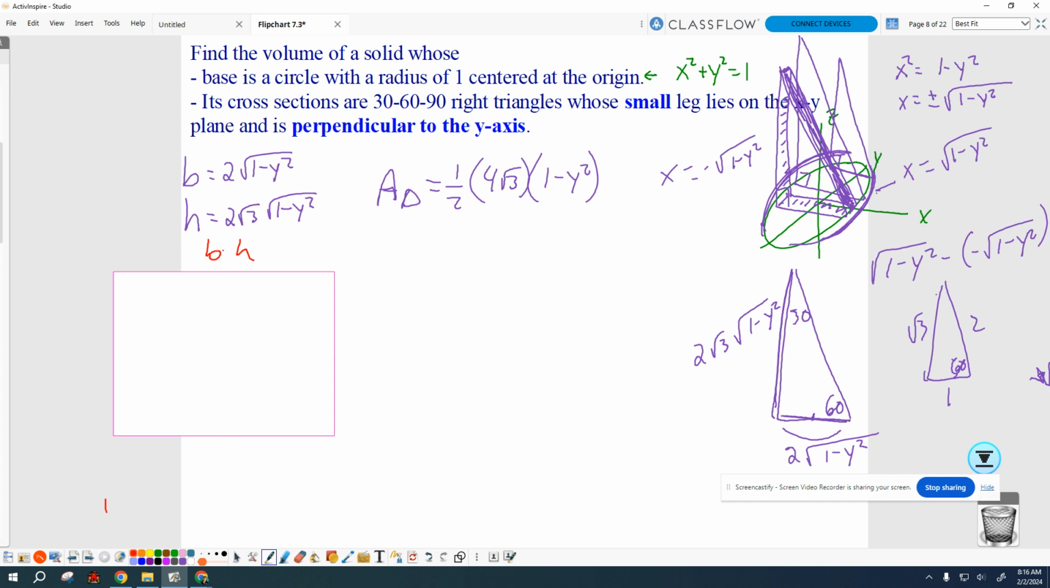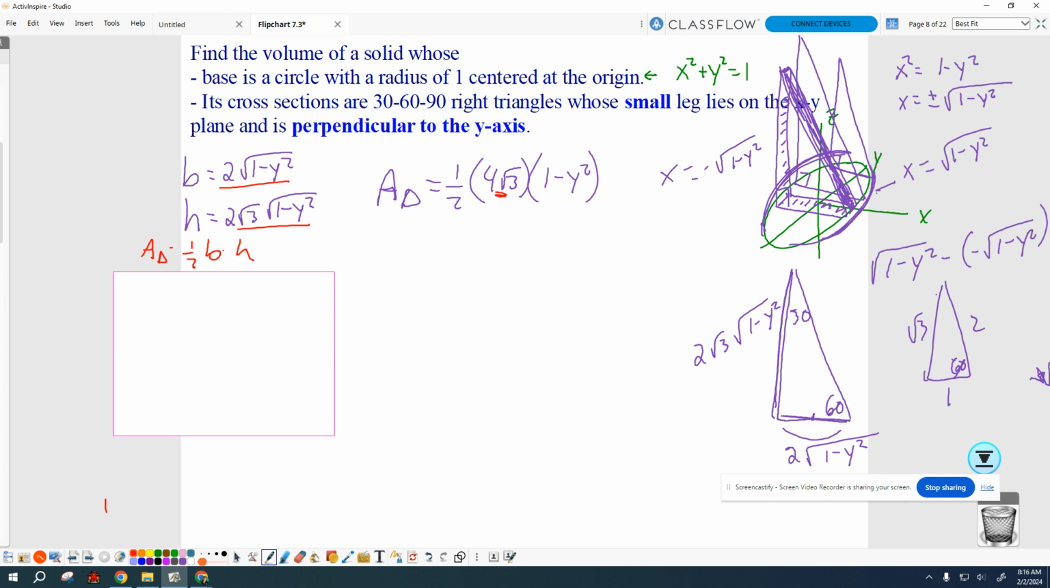Base times height, right? You said the half, so the area of the triangle is half base times height. So the half, base, and height constants became this, and the square roots times square roots.